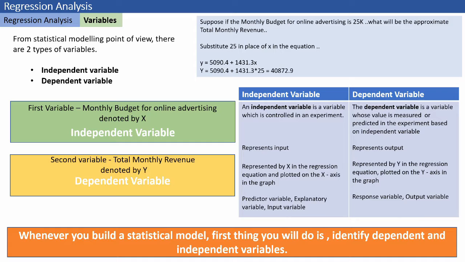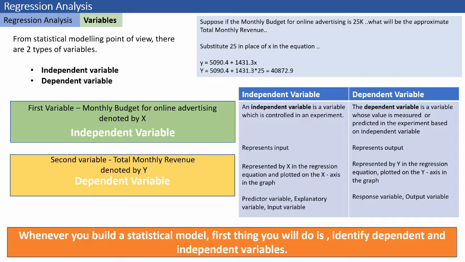An independent variable is a variable which is controlled in an experiment, whereas the dependent variable is a variable whose value is measured or predicted in the experiment based on independent variable. Independent variable represents input and dependent variable represents output. Independent variable is represented by X in the regression equation and plotted on X-axis in the graph, whereas dependent variable is represented by Y in the regression equation and plotted on Y-axis in the graph.